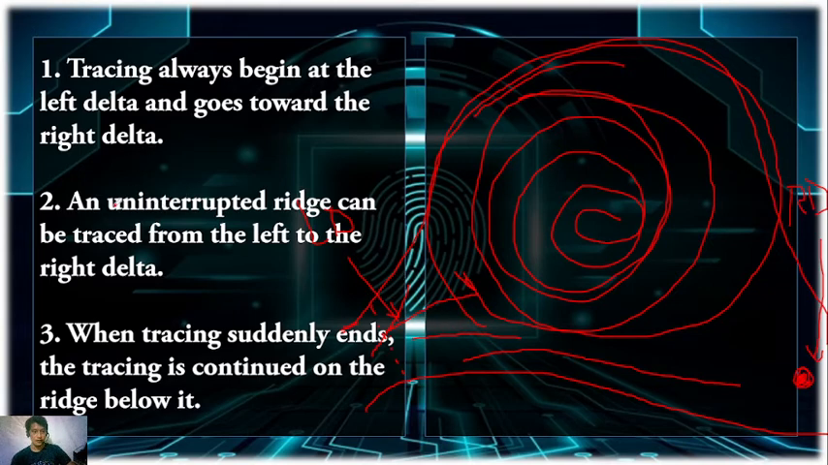So sabi dyan, tracing always begins at the left delta. So always dito tayo sa left delta and going towards the right delta. So paano tayo mag-start niya? Paano natin gagawin yun? Uninterrupted ridge can be traced from the left delta to the right delta. Okay, so let's start in here from the bifurcating ridge.